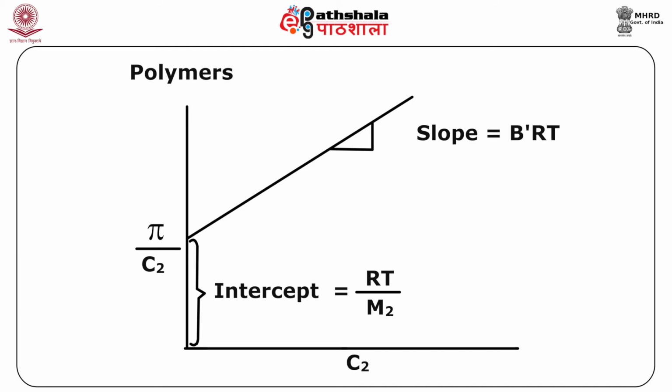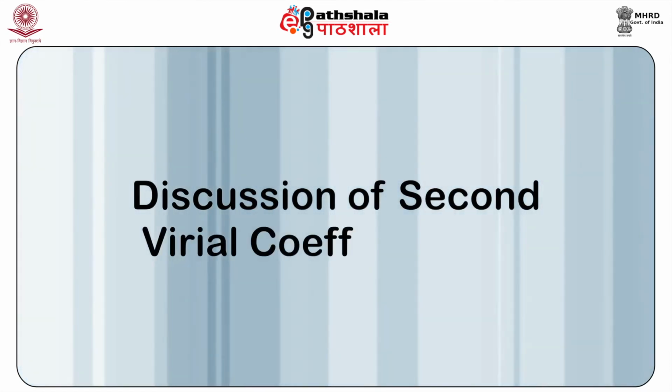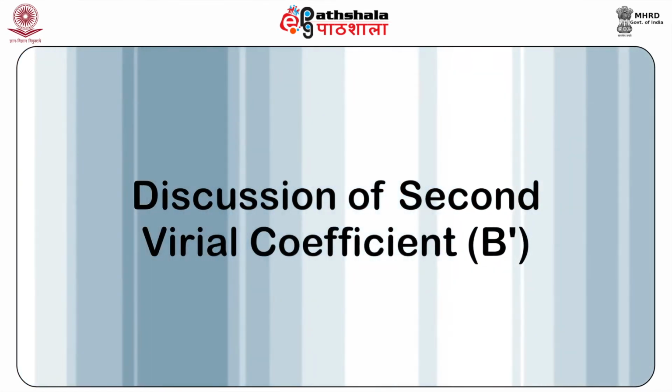We can also plot pi by C2, reduced osmotic pressure, versus C2, an equation as shown in the figure. This graph, when extrapolated to C2 equals 0, gives slope equals B prime RT and intercept equals RT by M2, that is, pi by C2 as C2 tends to 0 is equal to RT by M2. Now we shall see the discussion of the second virial coefficient B prime.